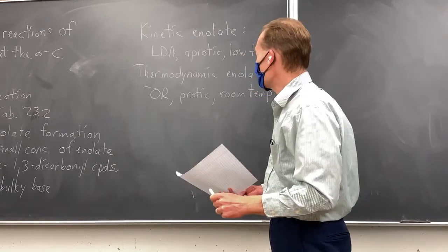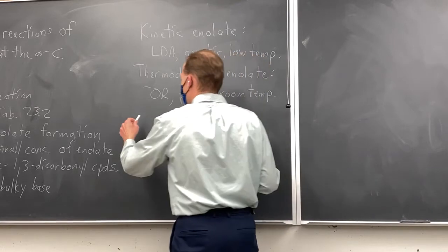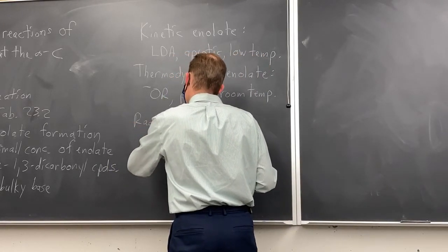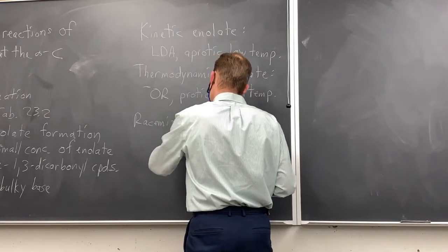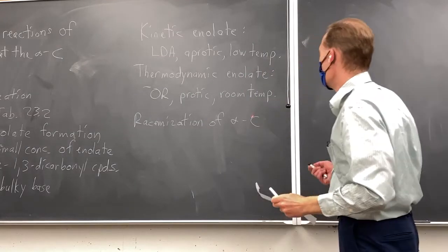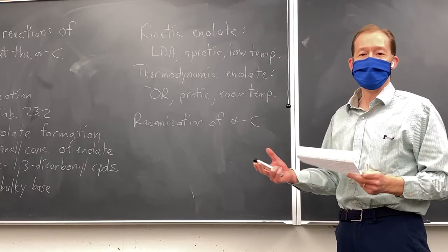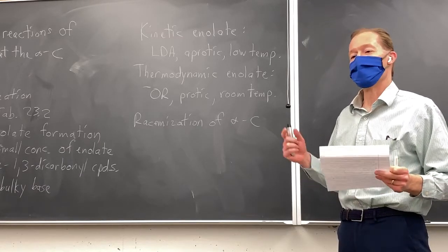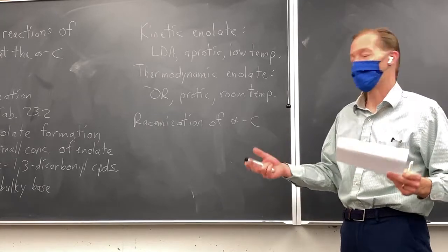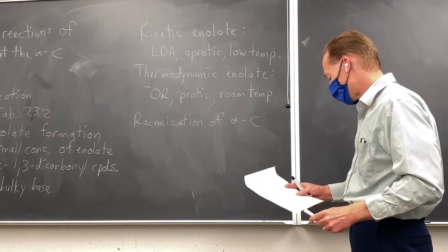And then we talked about a process that can happen when you generate an enolate from a carbonyl compound. That is racemization of the alpha carbon. If the alpha carbon is a stereocenter and you make an enolate, you've now destroyed that stereocenter. If you reprotonate it to go back to the aldehyde or ketone, you'll end up with a racemic mixture. So that's something to be aware of.